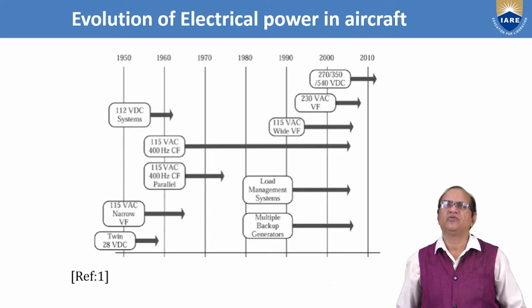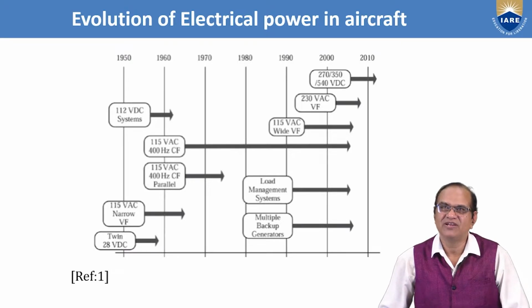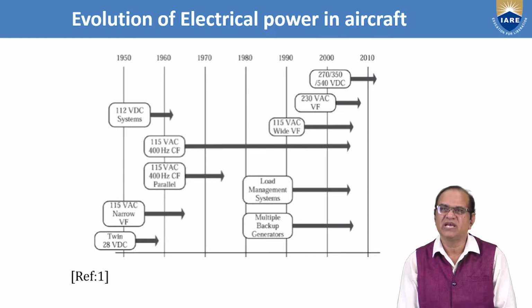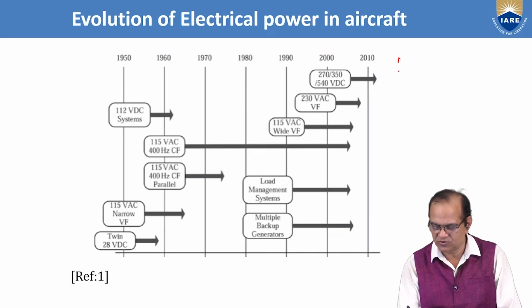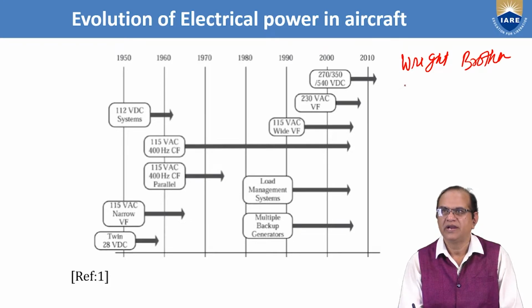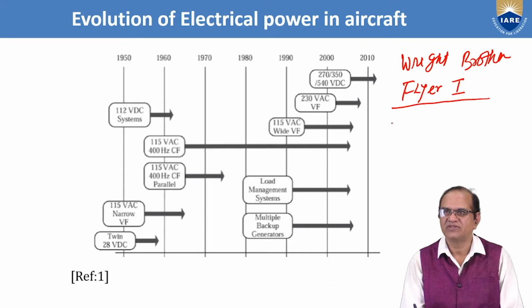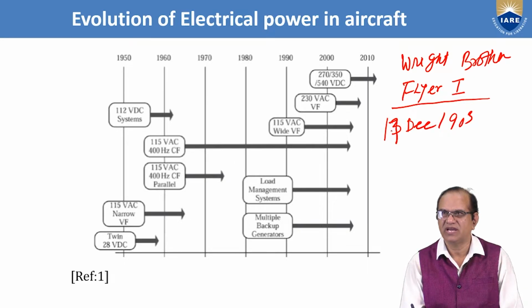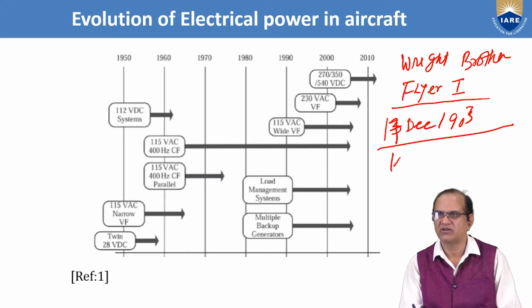Next, I am going to discuss the evolution of electrical power. From the 1950s onwards. The first time, the Wright brothers flew the Flyer 1, the first aircraft, on 17th December 1903. They flew at Kitty Hawk.